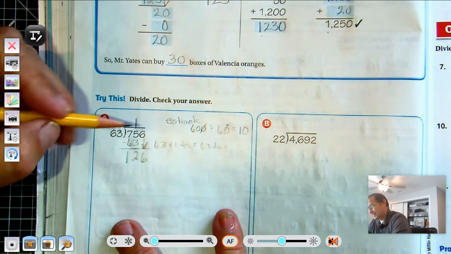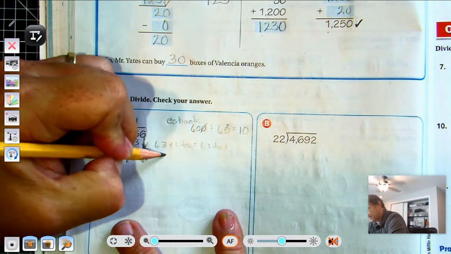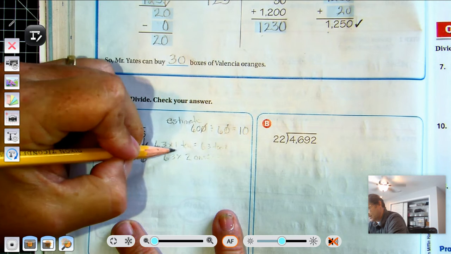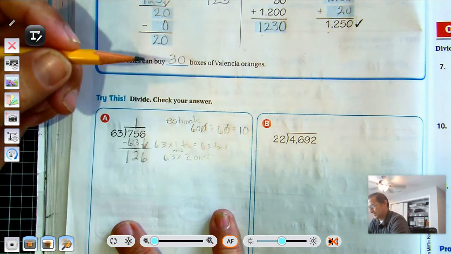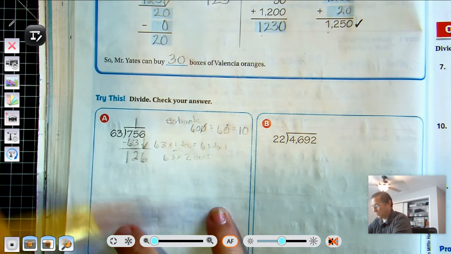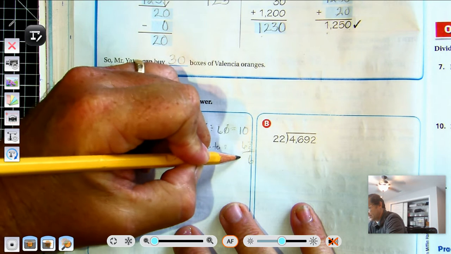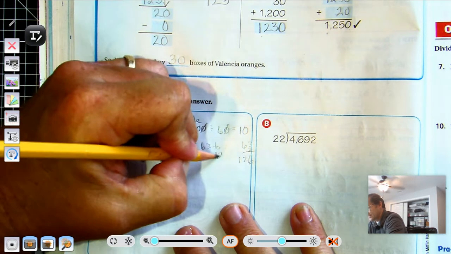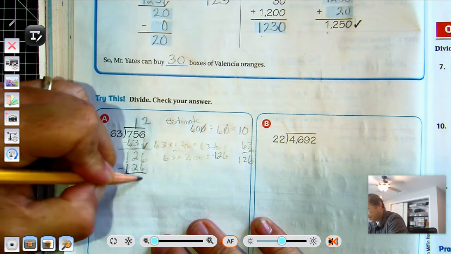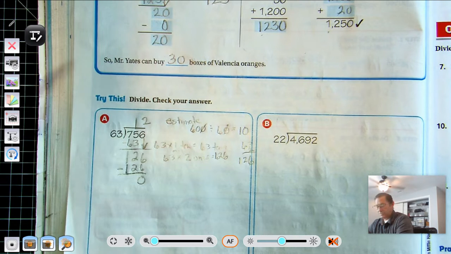63 times 2 might work. Sorry. 63 times 2 ones. How many ones is that? 2 times 3 is 6. 2 times 6 tens is 12 tens. 126. Okay, so yeah, that would work. And we'd be left with a remainder of 0. So we're saying our answer is 12.